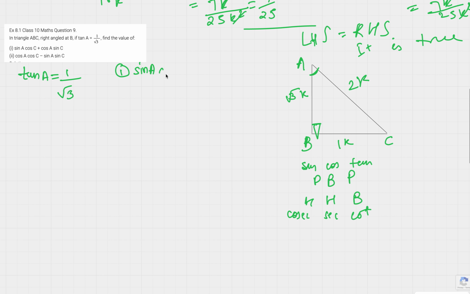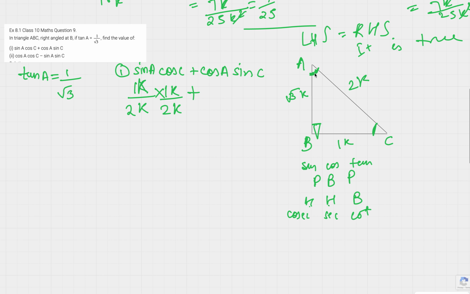Sine A cos C plus cos A sine C. Now very carefully observe sine A. A is this. Sine is P by H. If the angle is this, then P is this, so this is 1K and H is 2K. Now go to the cos C. If this is the angle, this is base, this is hypotenuse. So cos is B by H. So B is 1K multiplied by 2K.